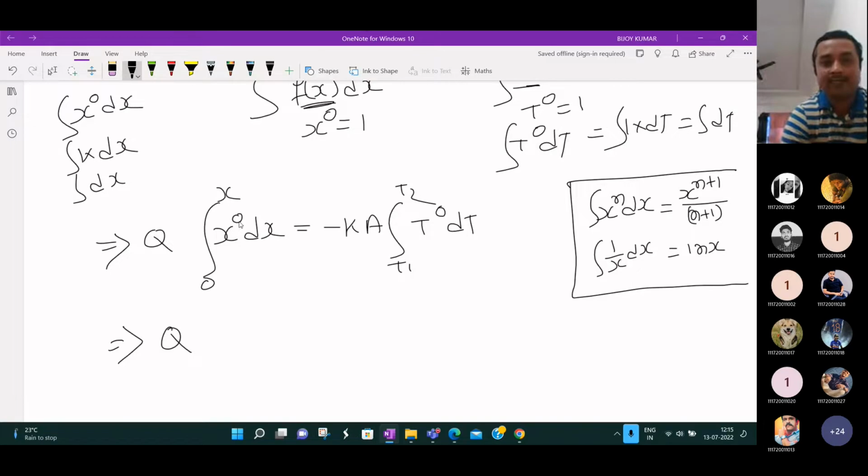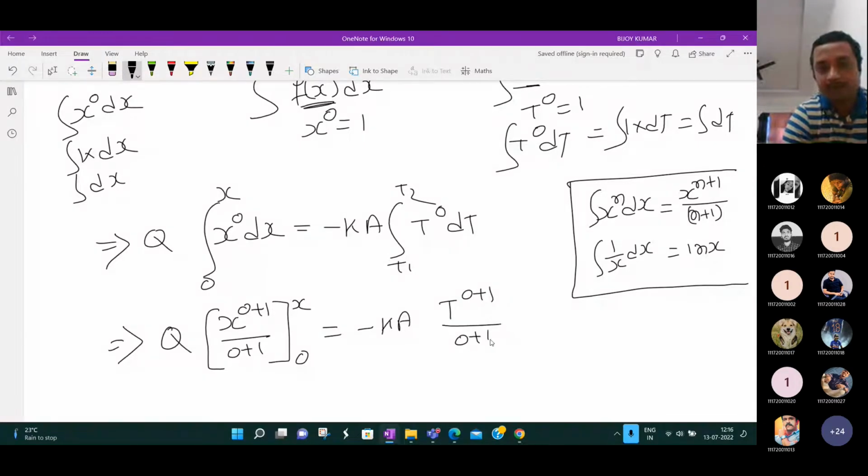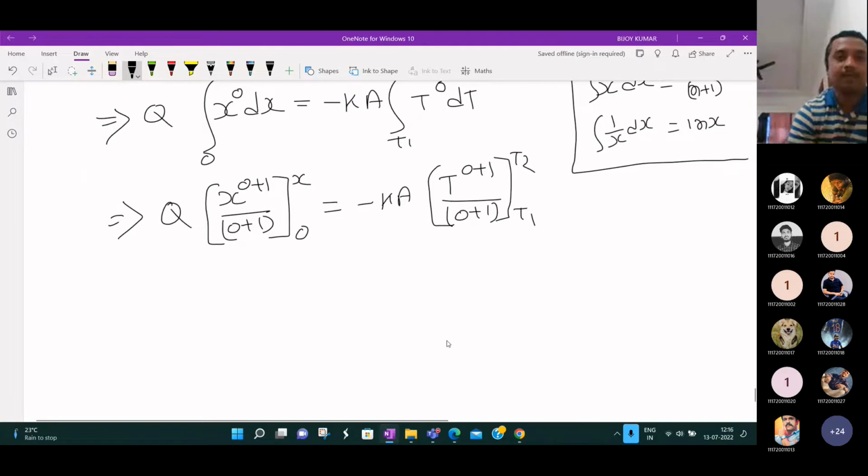n plus 1. What is the n here? 0. So we can write x to the power 0 plus 1 by 0 plus 1. What is our limit? 0 to x. Then minus Ka. What can I write here? T to the power 0 plus 1 by 0 plus 1. Same formula, x to the power n plus 1 by n plus 1. Then T2 T1. Okay, then.